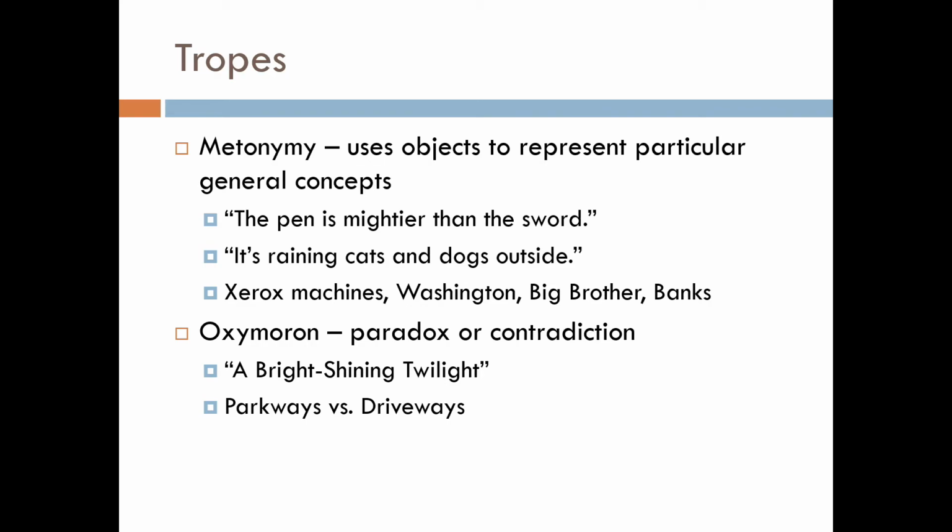All right, oxymoron is paradox or contradiction. We see this a lot. The old joke of parkways. Why do we drive on parkways and park in driveways? That's kind of an oxymoron, right? Or I wrote a paper one time called A Bright Shining Twilight. If you know anything about twilight, twilight's not bright shining. So I was presenting an oxymoron there, and I think you get those.